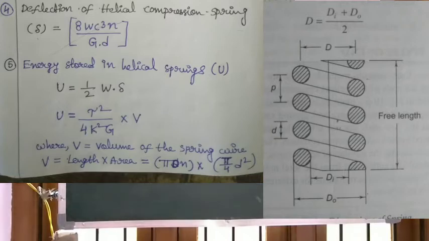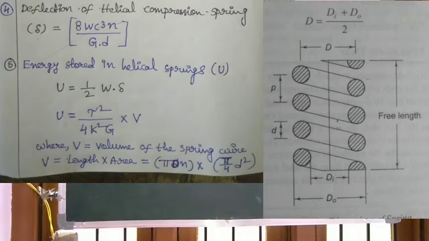The deflection delta is equal to 8Wc cube n by GD, where G means shear modulus or modulus of rigidity, n is the number of active coils, C means spring index, and W means axial load. And the fifth formula: energy stored in helical springs, denoted by capital U. So U is equal to half of W into delta.